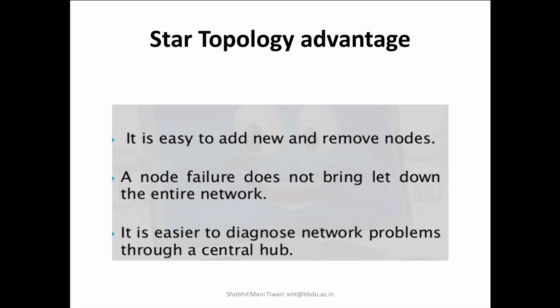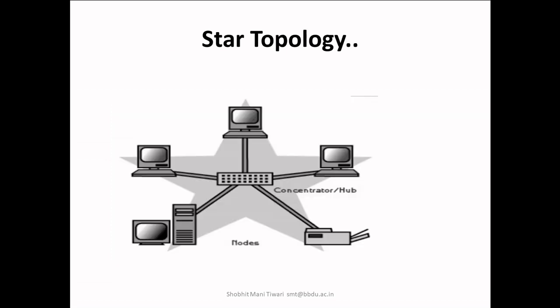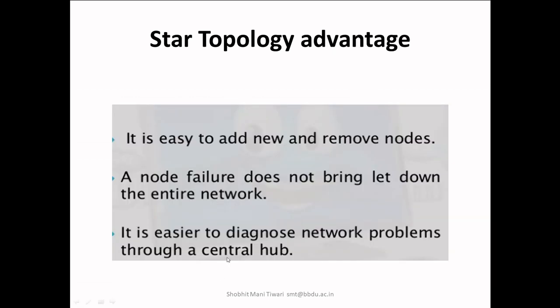Now, second point: a node failure does not let down the entire network. This can easily be verified. There are 5 links shown here: first link, second link, third link, fourth link, fifth link. If this first link fails, it will not at all hamper the other links, and it will never affect the transfer of information across the network. So this is the verification of the second point.